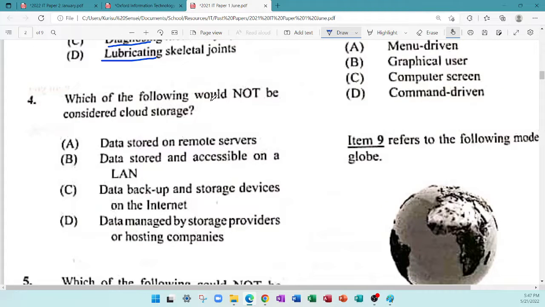Yes, moving on. Which of the following would not be considered cloud storage? A. Data stored and accessible online. B. Data stored and accessible on a LAN. Good. What is cloud storage? Anybody?